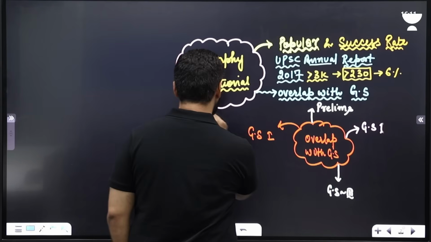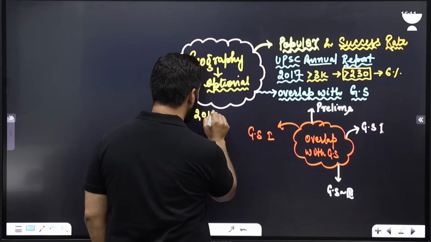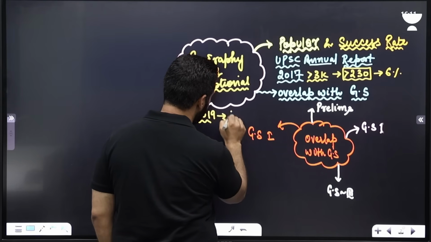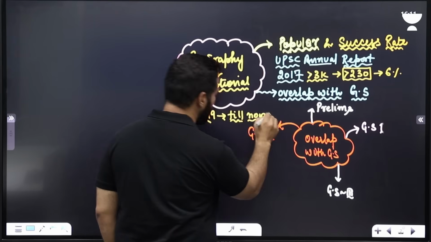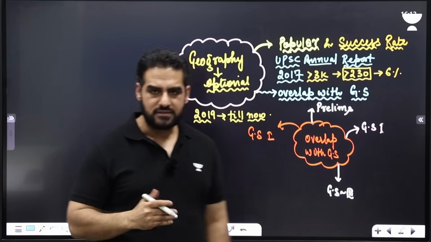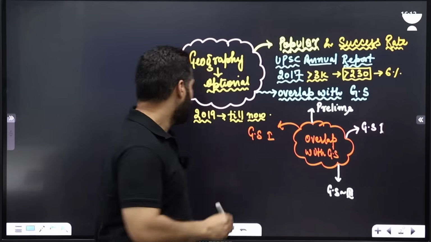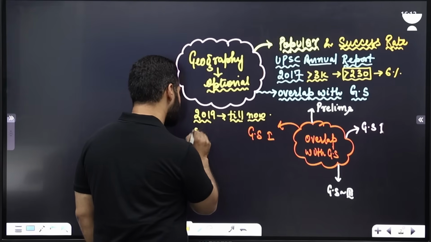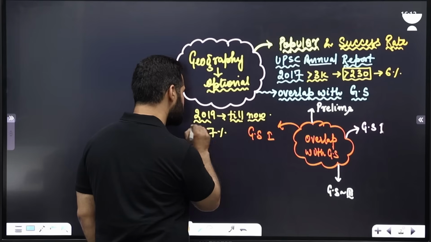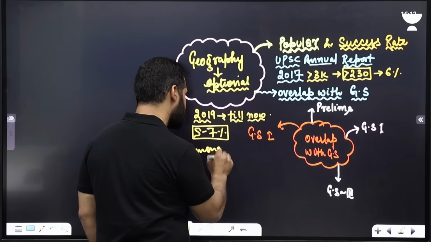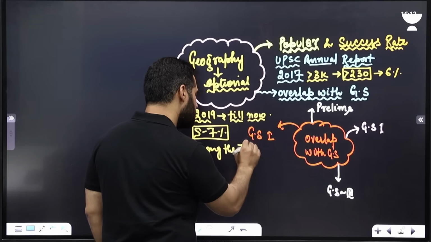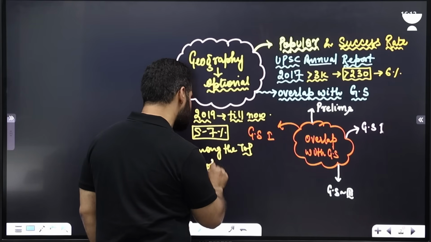And since 2019 onwards till now, this subject has remained consistent in giving selections. It means its success rate is fluctuating between 5 to 7%, which makes it among the top 3 optionals.